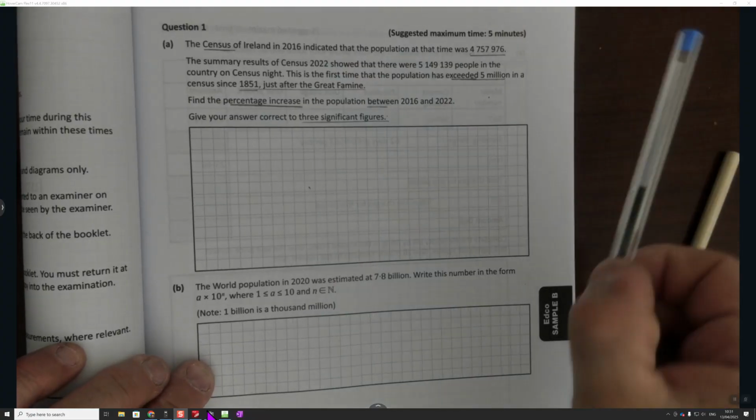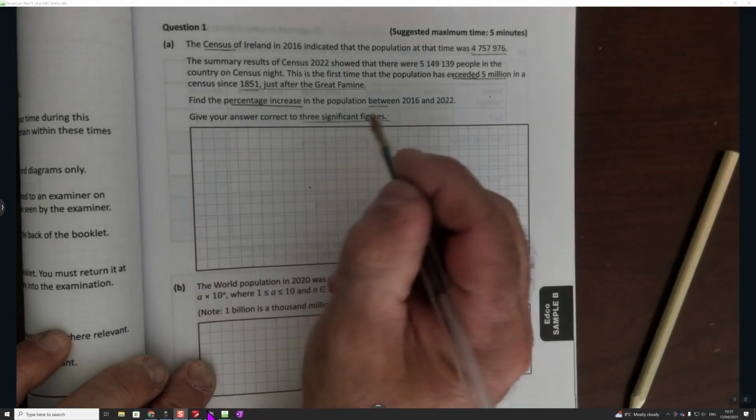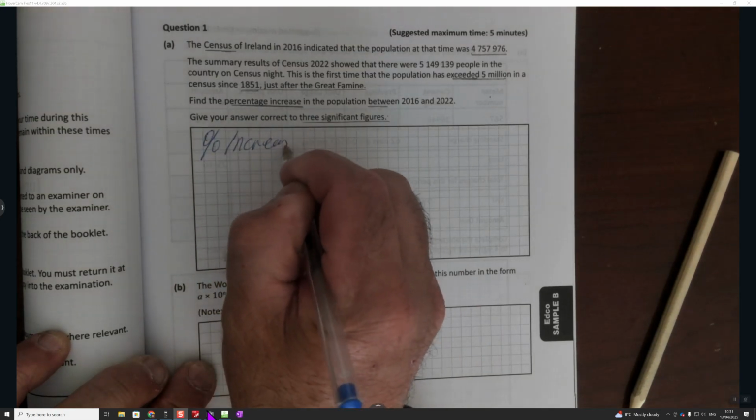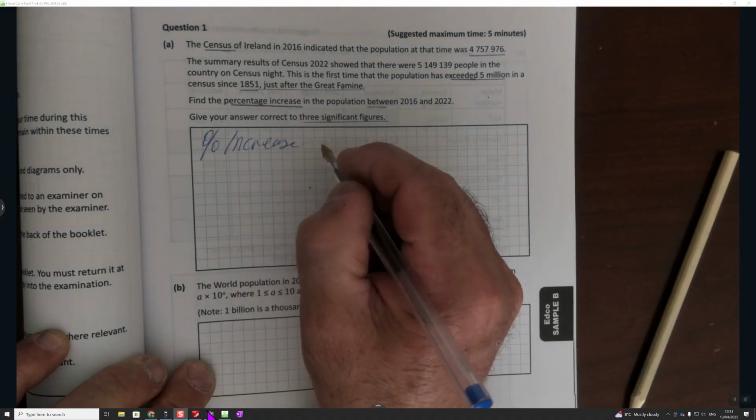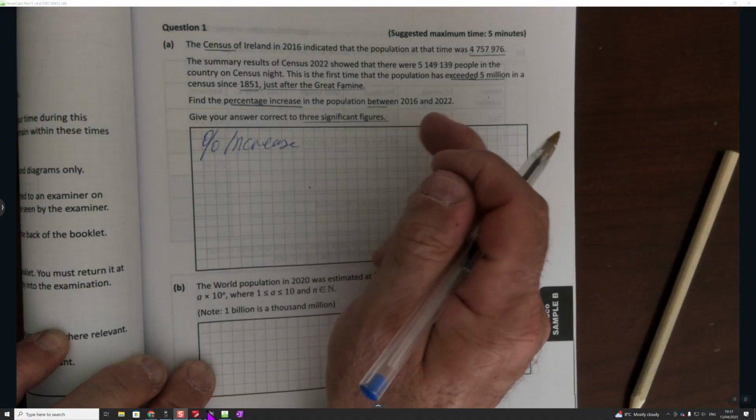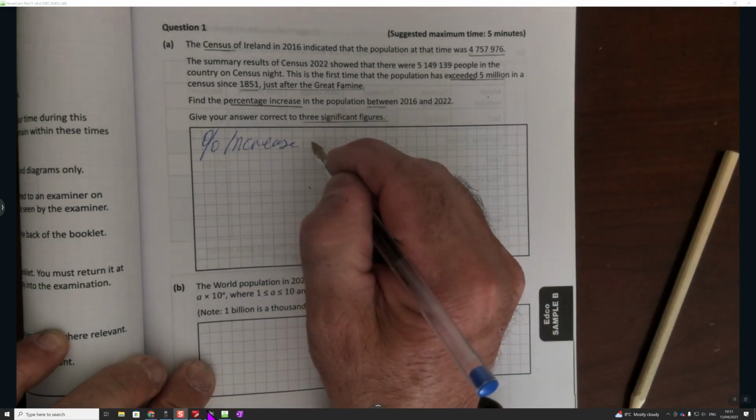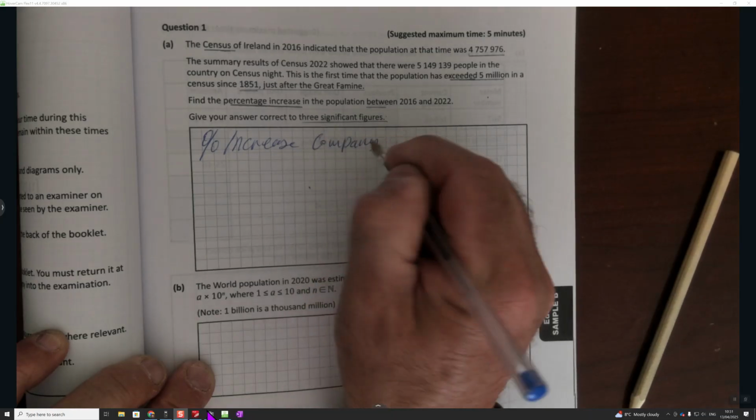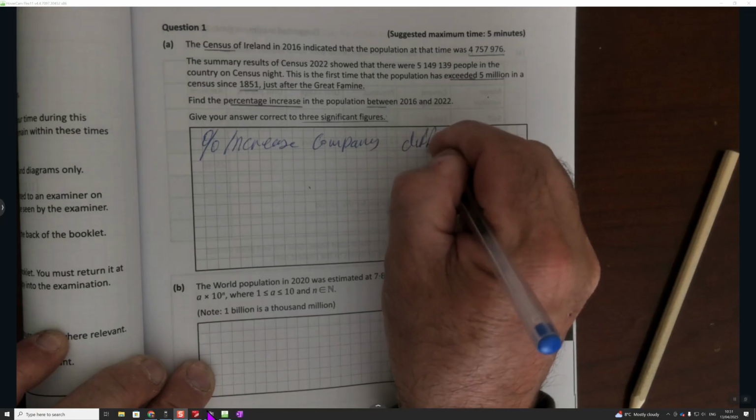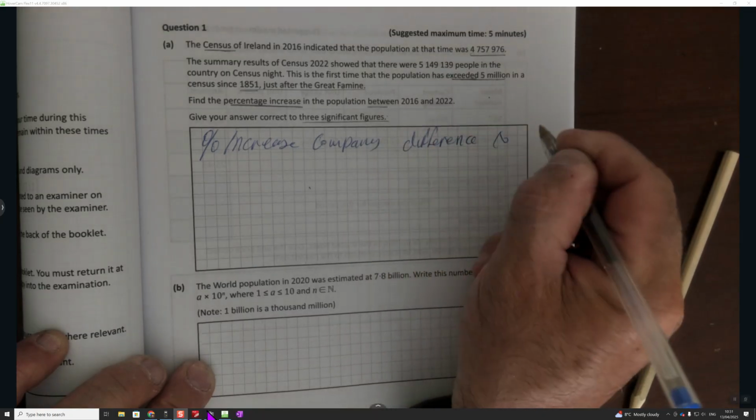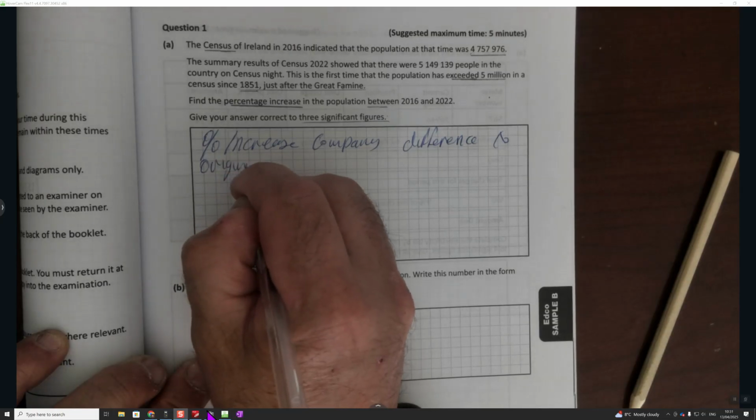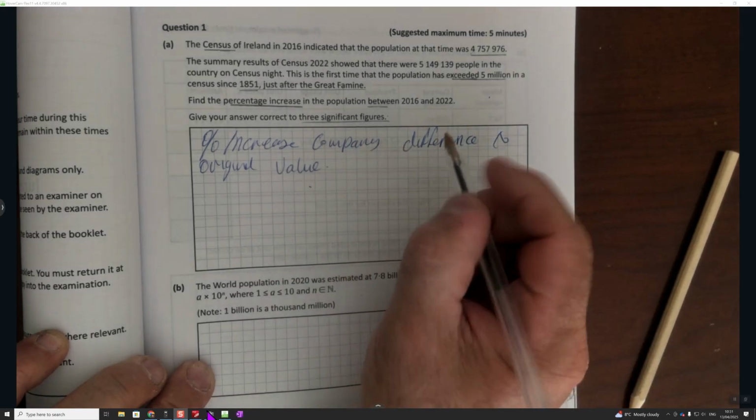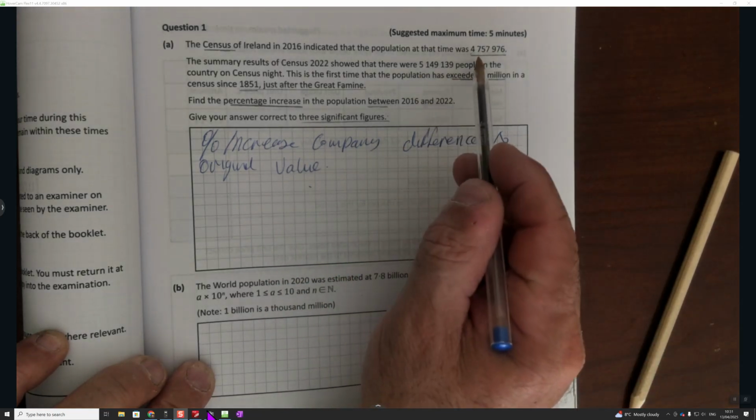So what's the plan? How are we going to do this? Well, percentage increase is the change compared to the original value. Okay, so we will compare the difference to the original value, and it gives the answer as a percentage. Okay, what is the difference?